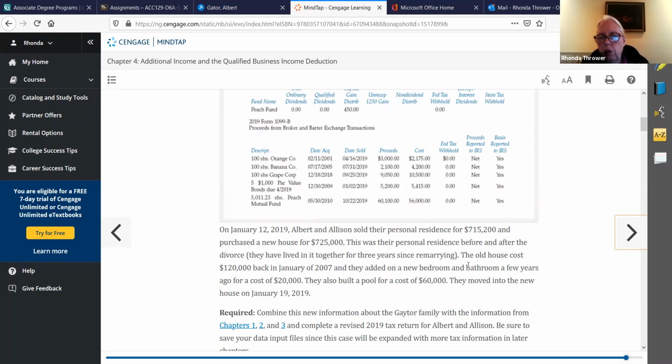The old house cost $120,000 back in January 2007. That's when they bought it. Then they added on a new bedroom and a bathroom a few years ago for a cost of $20,000. That's the capital improvement. So that's going to be added back to the cost to get the total cost basis, or the basis of the personal residence.